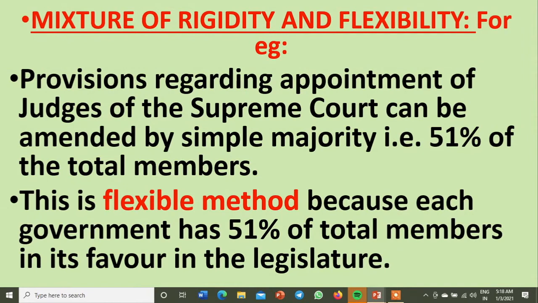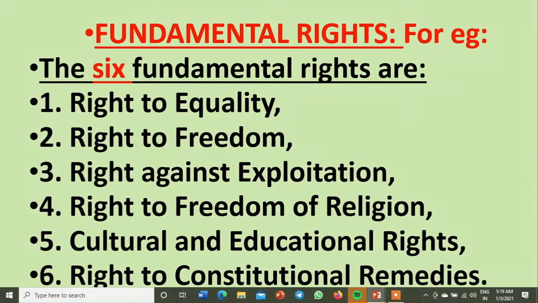The example is continued. The provisions regarding the appointment of judges of the Supreme Court can be amended by a simple majority, that is 51% of the total members. So this is a flexible method, because each government has at least 51% of the total members in its favor in the legislature. Because if the parties want to make the government, then they need 51%. So this is common, this is a flexible method.